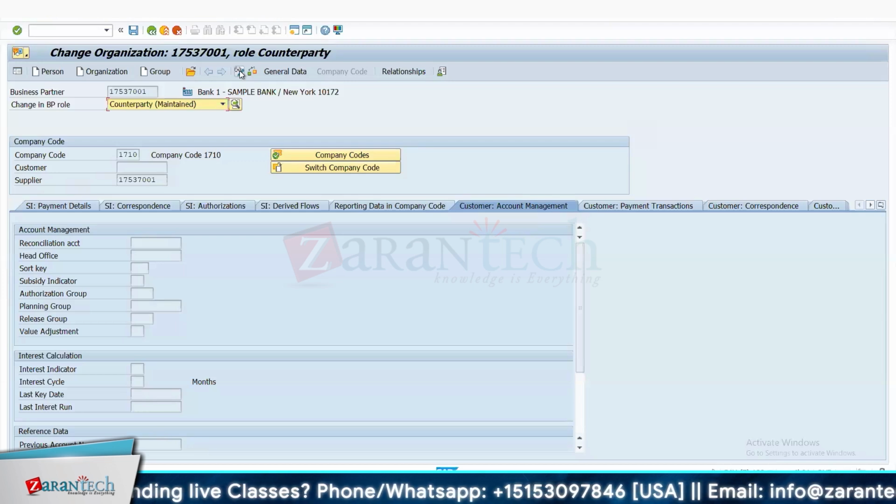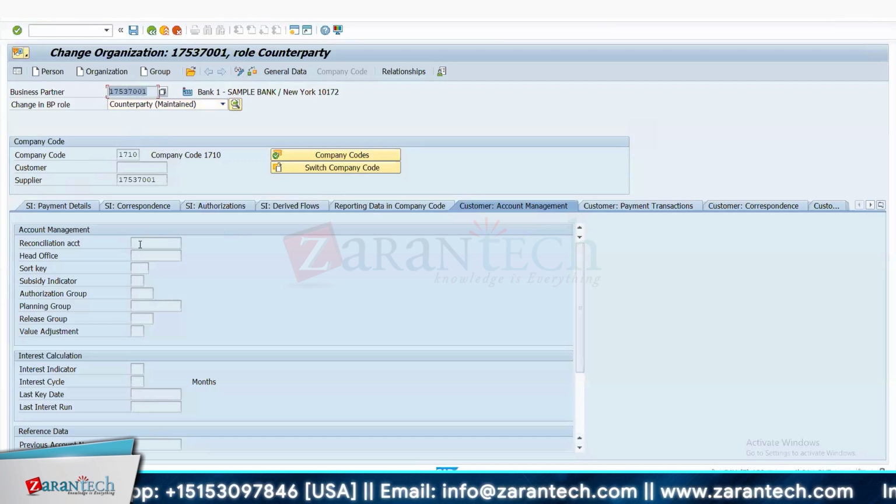What is the reconciliation account for the bank, take a loan from it? Yeah, so this is what we're trying to actually put for this counterparty. This is currently blank. We'll try to put some value here. I don't know why this somehow is not.